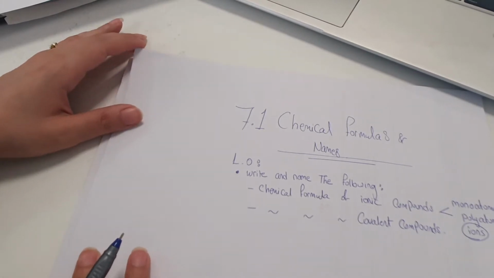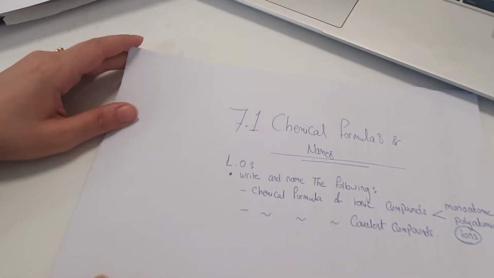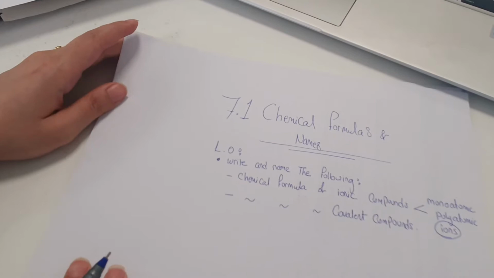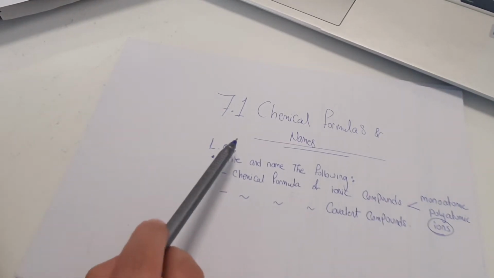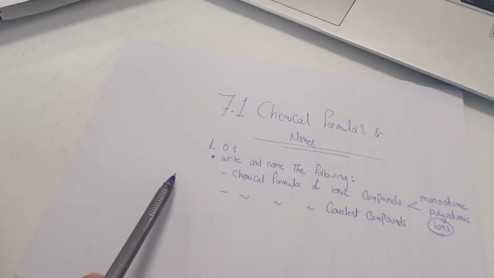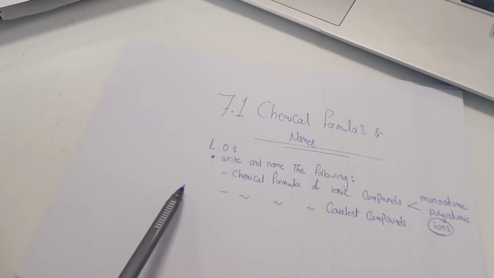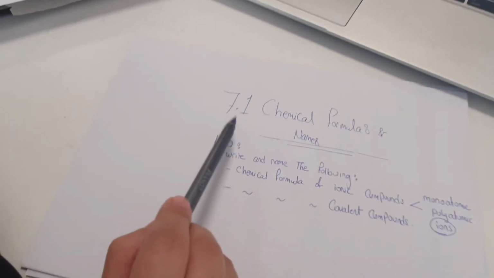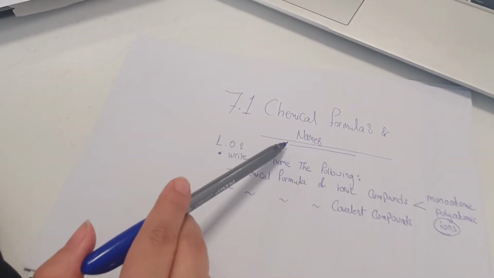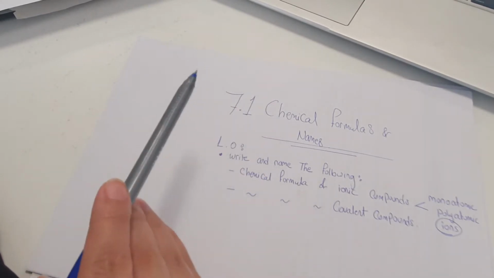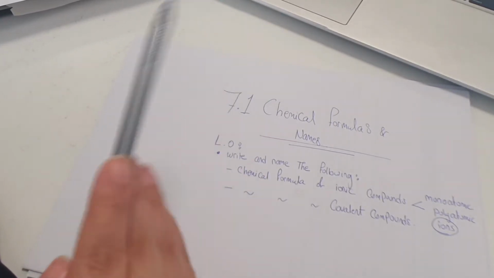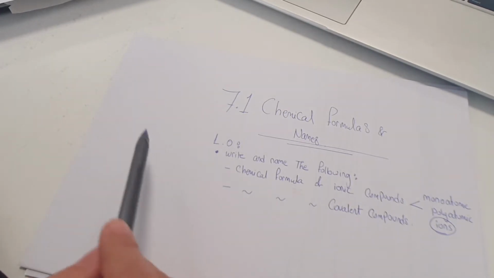I'm here summarizing for you the 4 lessons in the exam, as I promised you before. As I told you before, 7.1 chemical formulas is the basic one that you have to master to be able to solve all the other lessons. So it's basically chemical formulas and names. You need to be able, at the end of this lesson, to write a chemical formula of a compound or name it if you have the chemical formula in front of you.